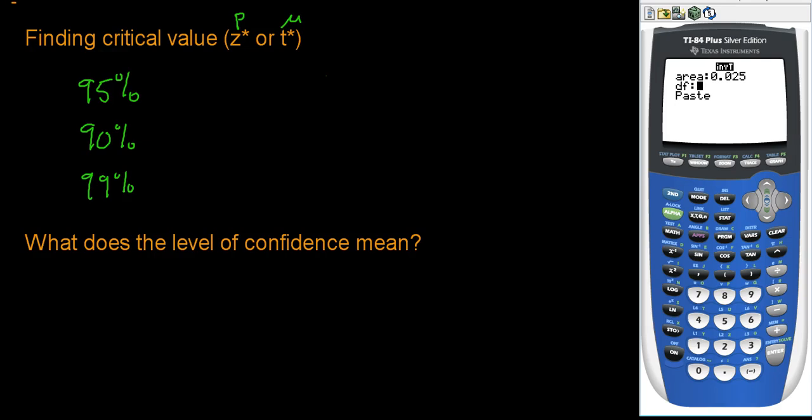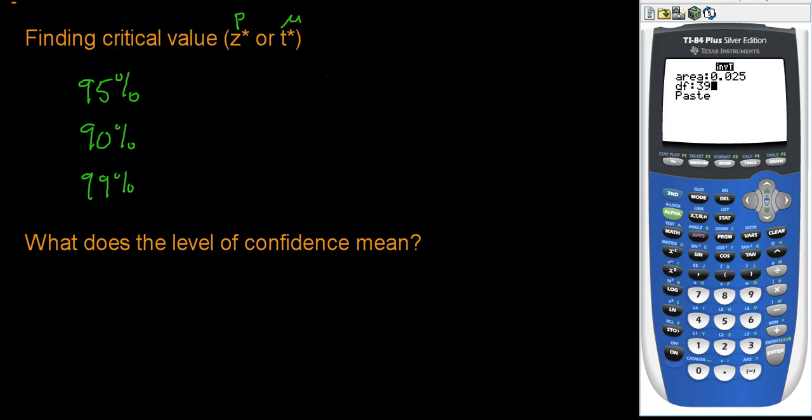Now the other thing it asks for is your degrees of freedom. Remember, the T models are all based on how many degrees of freedom you have. Kind of a weird name, but simply degrees of freedom is your sample size minus 1. So you are required to know how big your sample is. So let's just say we have a sample of 40.